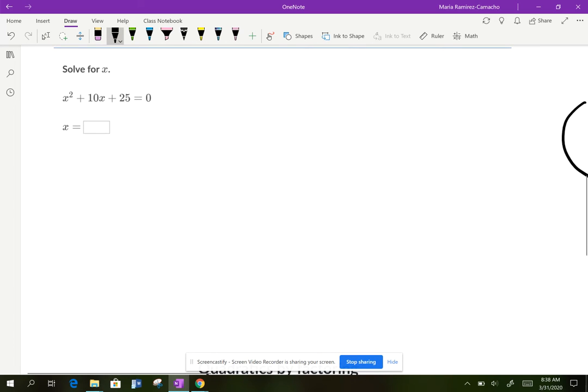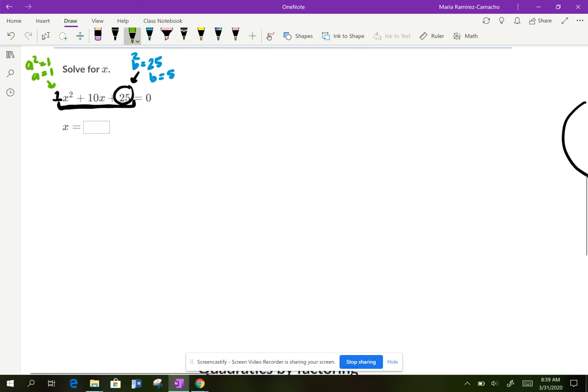I'm noticing already that this is a perfect square. So I can use one of my shortcuts. Ms. Ramirez, how do you know that? Because 25 is a perfect square. That's 5 squared. Okay. Specifically, we used A and B in our shortcuts. So B squared equals 25, so B equals 5. And then I know I don't have a coefficient in front of x squared, but I can put a 1 because 1x squared is the same as x squared. And so if a squared is 1, then a is 1.